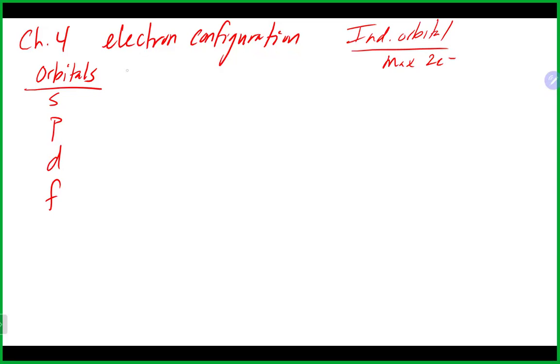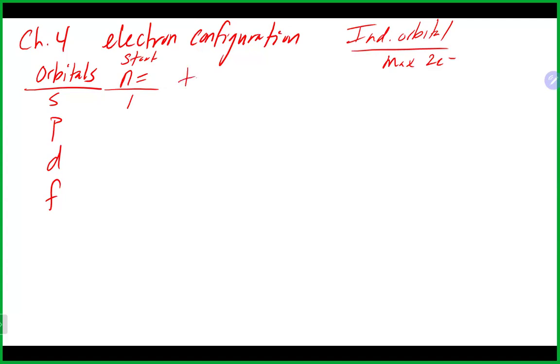Now, in terms of these orbitals, they start at different energy levels, and remember that the energy levels are represented by that N symbol, and that represents the principal quantum number. And again, just a fancy way for energy levels. And on the first energy level, that's really where those s orbitals start. And you'll have s orbitals on all the other energy levels as well.